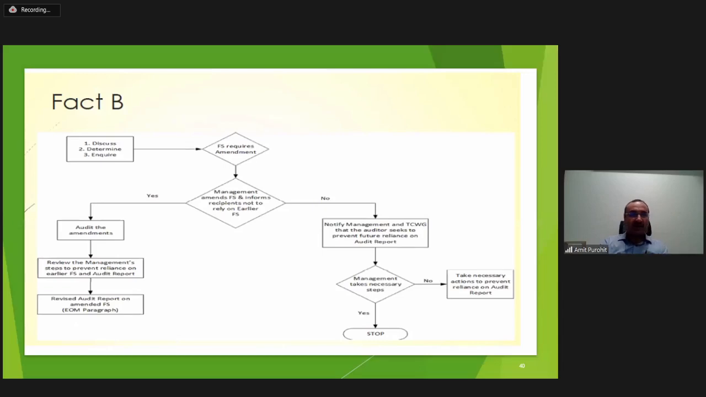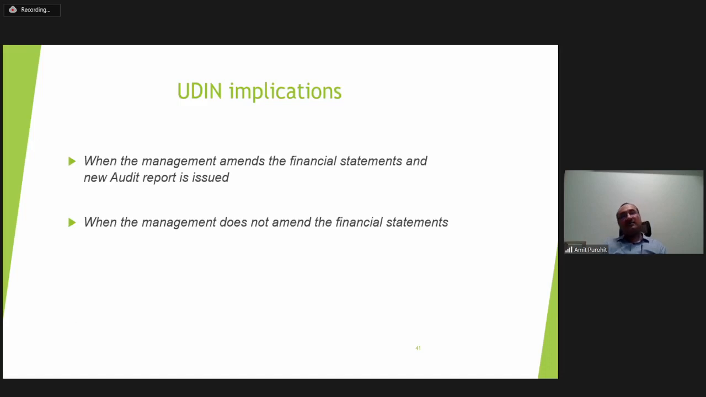Again, this is a flow chart of this scenario number 3. Now, friends, what can be the UDIN implications? Say, for example, when the management amends the financial statements and a new audit report is issued. Since the new audit report is issued, the auditor will need to revoke the earlier UDIN and generate a new UDIN, with the new date of the auditor's report. And he will have to mention that particular UDIN in the new audit report.